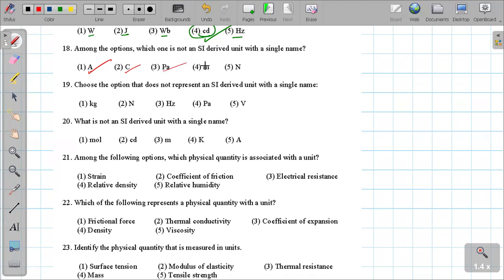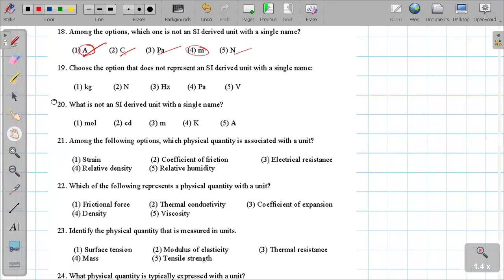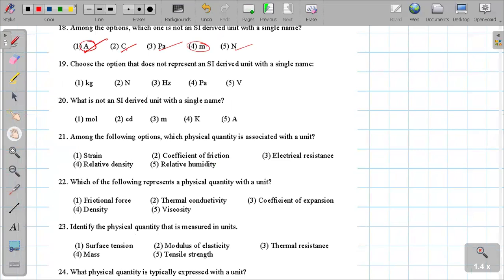Sorry. Pascal, derived unit? Yes. Coulomb, yes. But the problem is there are two answers there. This one, meter, is not a derived unit. These two are derived. Ampere is not as well. So there are two answers here. Both the answers are the same. It is multiple option.